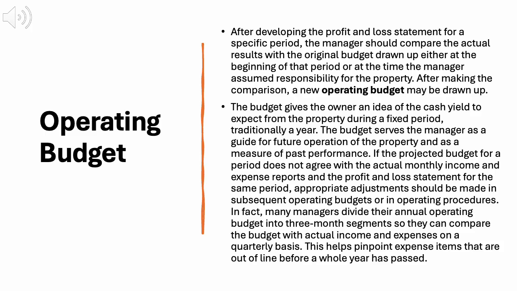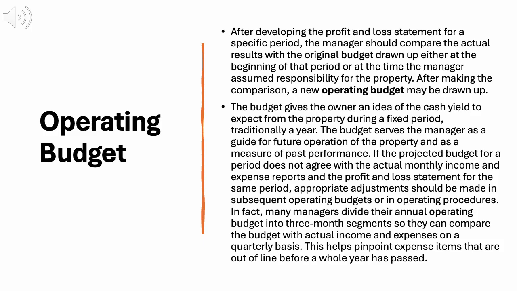measure of past performance. If the projected budget for a period does not agree with the actual monthly income and expense reports and the profit and loss statement for the same period, appropriate adjustments should be made in subsequent operating budgets or in operating procedures. In fact, many managers divide their annual operating budget into 3-month segments so they can compare the budget with actual income and expenses on a quarterly basis.